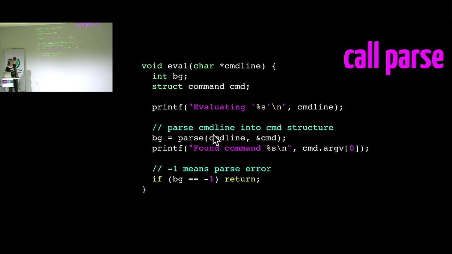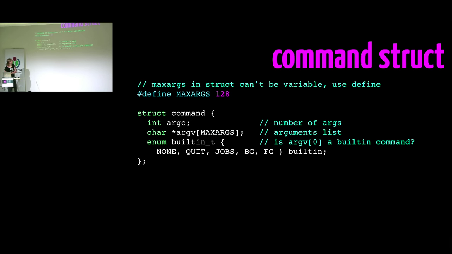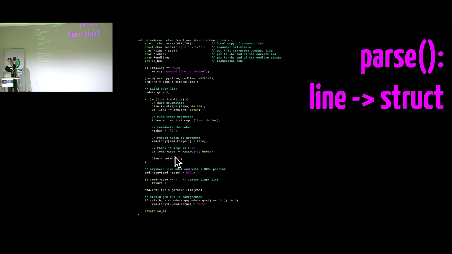So here is the parsing happening. And what is the underlying structure of a command, actually? To do this, we are defining a data structure in C for this. It just has the number of arguments here, and then it has the arguments list, including the command itself. And then we have some field which tells us if it's a built-in command, or it could be none if it's not built-in, if it's like a system command. This is the biggest listing ever.